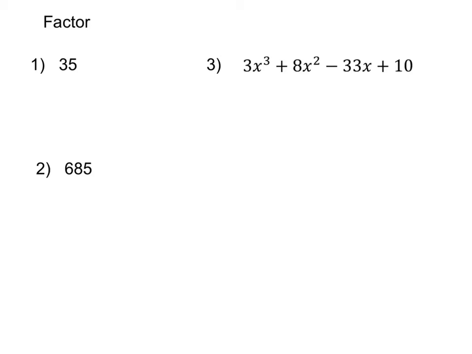You should remember that the word factor as a verb means to express a number as a multiplication problem, to express it as a product. So if I ask you to factor the number 35, I'm basically asking you to express 35 as a multiplication problem. And that's super easy, because we know 35 is 5 times 7. So that's how we would factor 35, is 5 times 7.